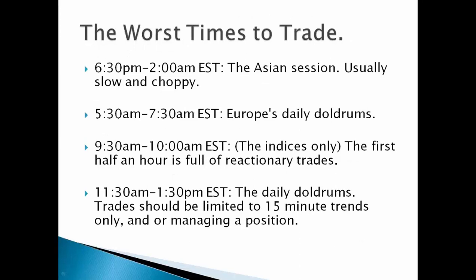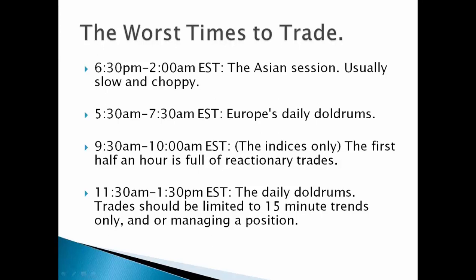Let's talk about the worst, absolutely the worst times to trade. The times that you don't want to trade. 6:30 p.m. Eastern Standard Time to 2 a.m. Eastern Standard Time. The Asian session. Now, there are Asian contracts that you can trade that are trending. They will have participation, as in the Aussie dollar, and gold has a tendency to trade during the Asian session. But the ES, TF, YM, NQ, Euro, Pound, Canadian dollar, most of our markets are slow and choppy. Too slow and choppy to trade.